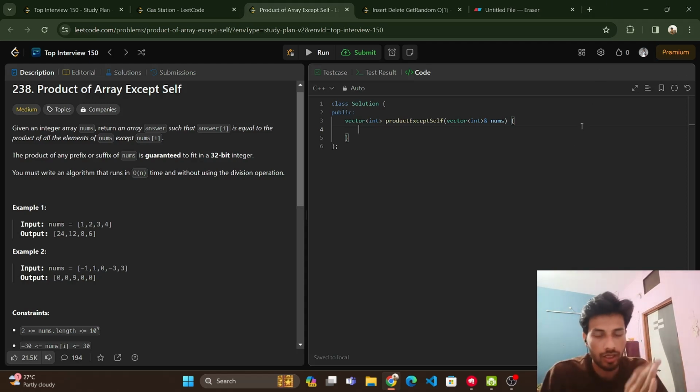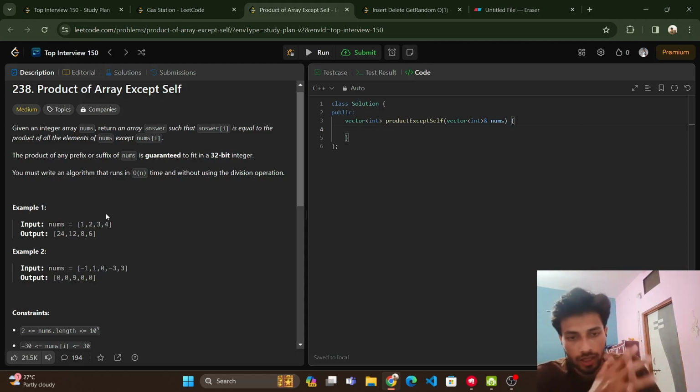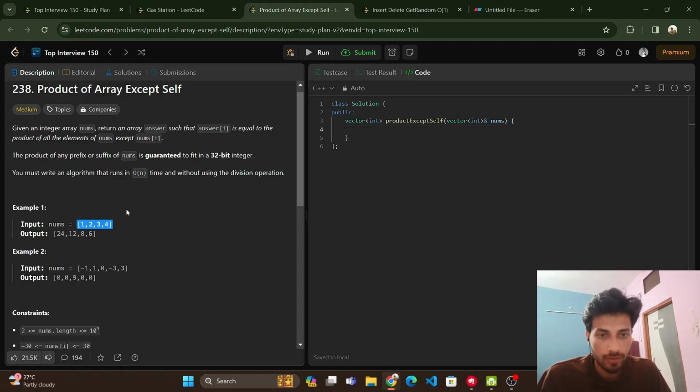Let's say you are given an array 1 2 3 4. If you take the multiplication from the left side to the right side, you get 1, 1 2, 1 2 3, 1 2 3 4. And from the right side to the left side, you get the multiplication like 4, 4 3, 4 3 2, 4 3 2 1. Like this you will get the answer.